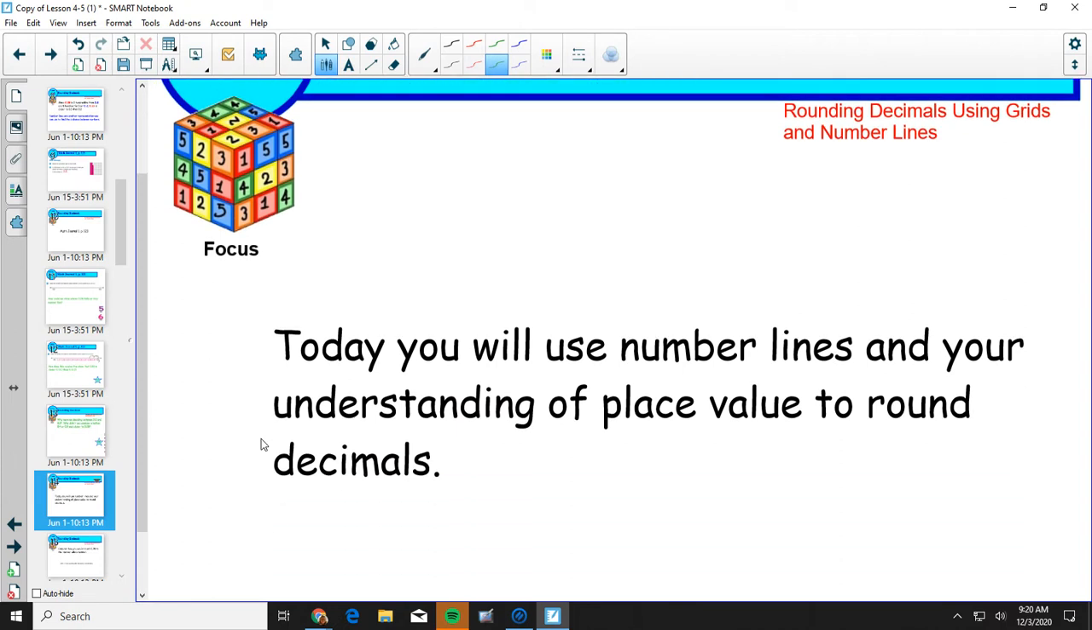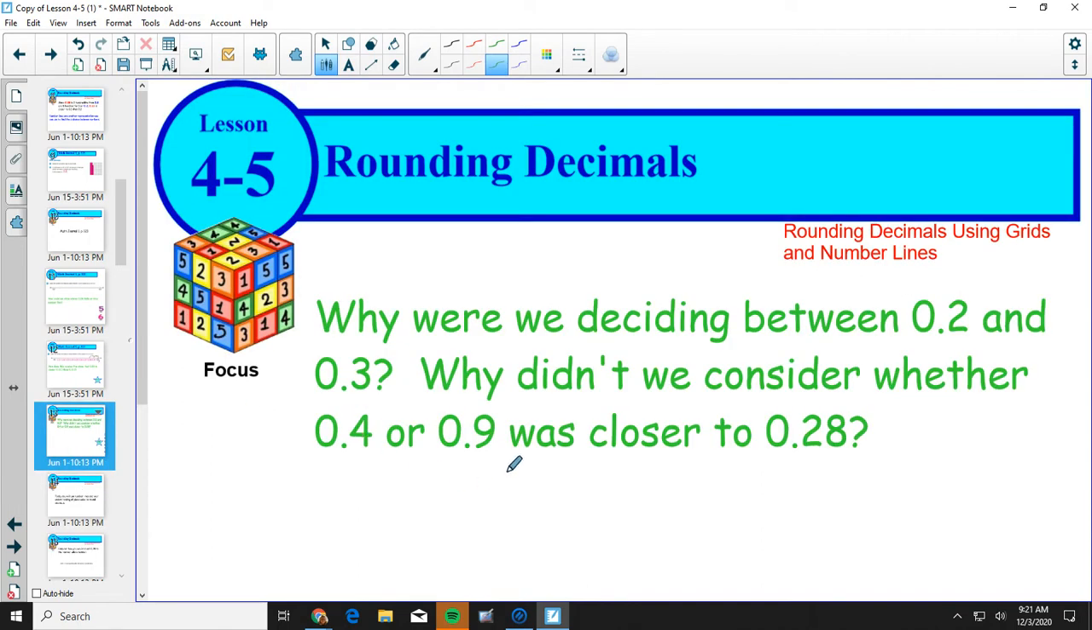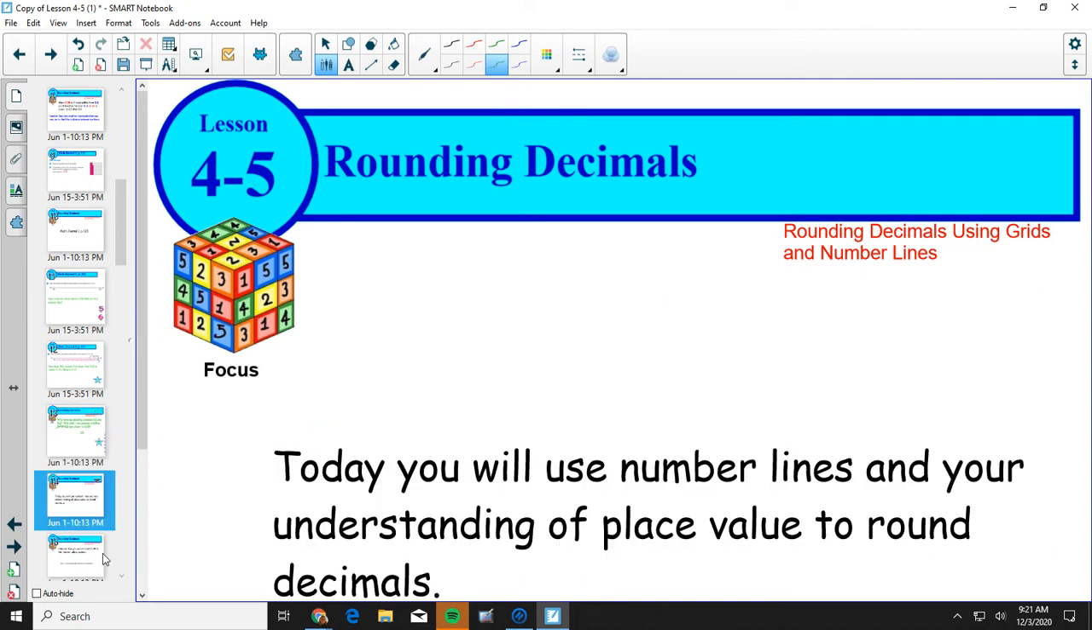We're going to use number lines and our understanding of place value to continue rounding decimals. So when we go back to this one, we think about rounding and we see that this is a 2. When we're rounding whole numbers, say 28, we would never say that we were going to round 28 to 40. We wouldn't say rounding 28 to 90. That's why we did not consider those. We only considered 0.2 and 0.3, or 2/10 and 3/10.